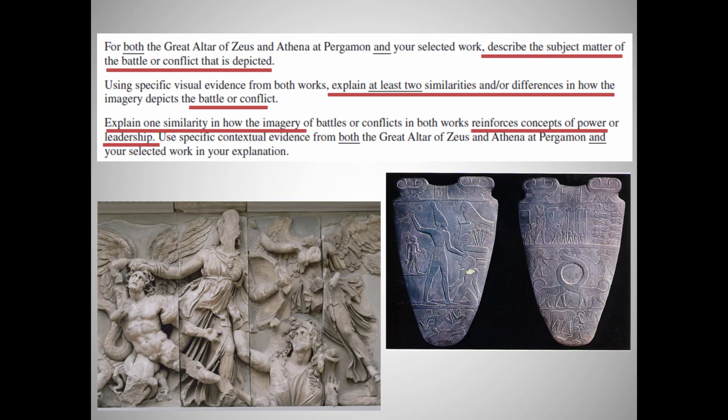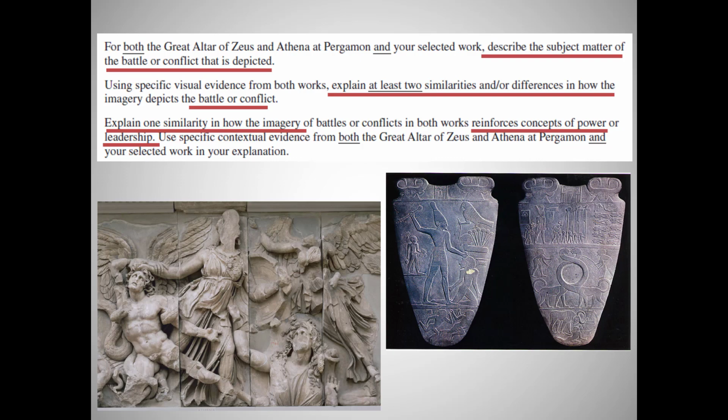So now that you know that you're thinking about battles, you have three basic tasks, conveniently broken down in 3 paragraphs. First, you have to explain subject matter or content. What's happening here? Second, you have to talk about 2 similarities and/or differences in what you see. That is, in visual evidence. And you need to explain why these differences occurred. 2 is all that's required, and you can discuss either similarities, differences, or one of each. But I think it's smart to talk about both similarities and differences and to aim for at least 3.